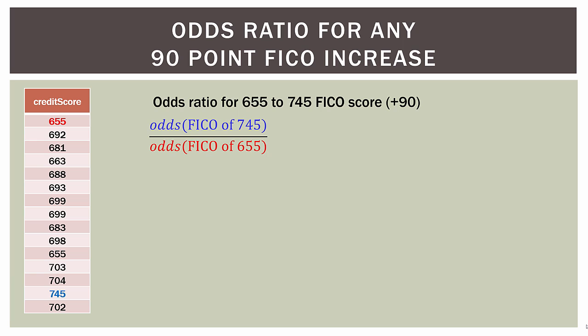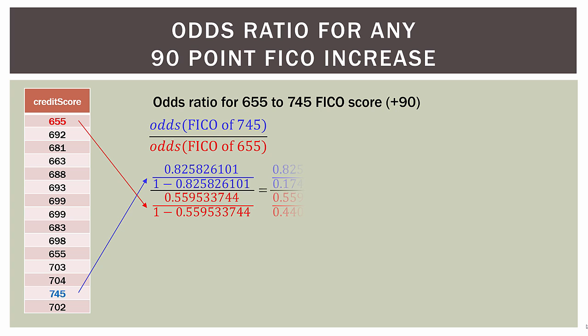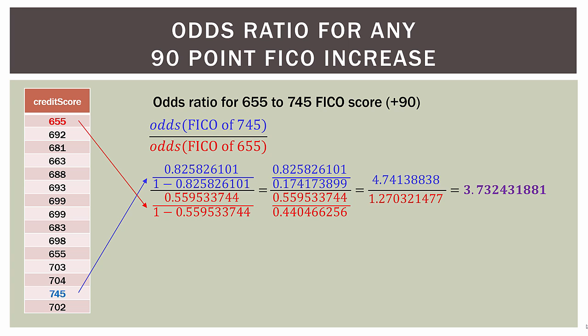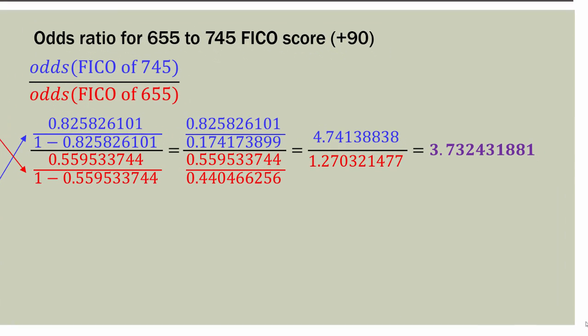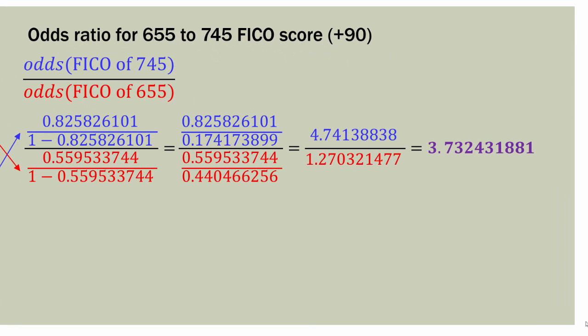So remember, the odds ratio is a ratio of two odds. So we'll calculate the odds for the FICO of 655 and the odds for the FICO of 745. In the numerator, in the blue, we're calculating the odds of being approved for a FICO of 745. On the top there, we have the probability of being approved, remember, was 0.8258, divided by 1 minus that. That is the definition of odds. So we go ahead and compute the odds for the FICO of 745, and we end up with 4.74138, etc.